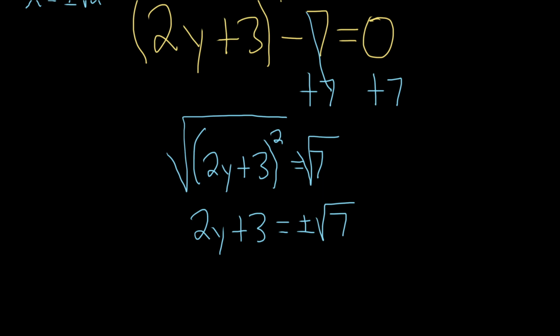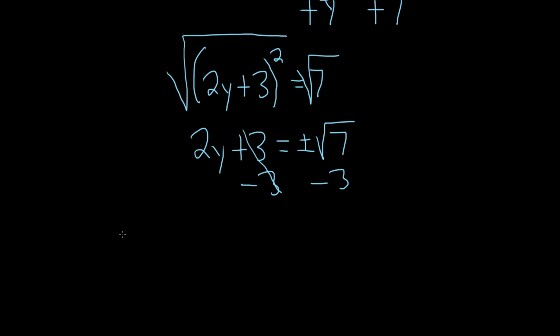All right, we're still looking for y. So now maybe we can subtract this 3. So minus 3, minus 3. These cancel. And so now we have 2y equals minus 3 plus or minus the square root of 7.